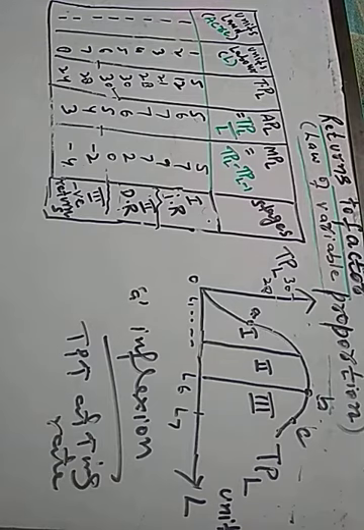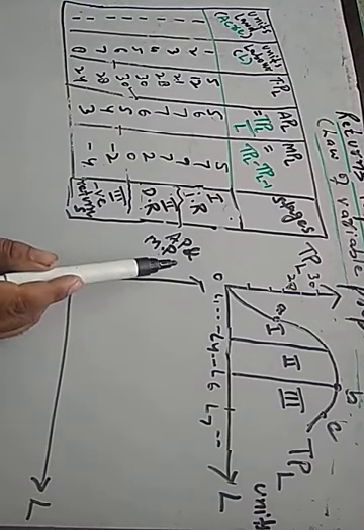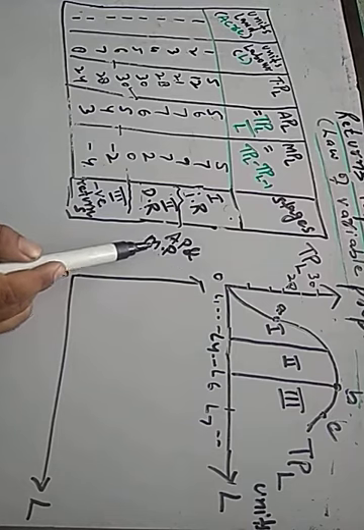Now we will show with the help of graph the average product and marginal product of factor. On horizontal axis, on x-axis, we will take units of variable factor such as labor, L, I mean units of labor, and on y-axis, on vertical axis, average product and marginal product of labor.